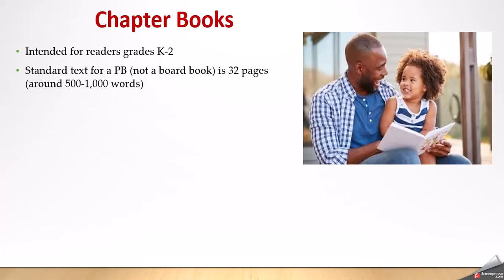So chapter books. The standard text for a picture book is 32 pages and about 1,000 words. An easy reader is different. An easy reader looks like a regular book. So 5x8 or 6x9, those are standard paperback book sizes. An easy reader usually has several hundred words, and it's meant for children to read on their own.